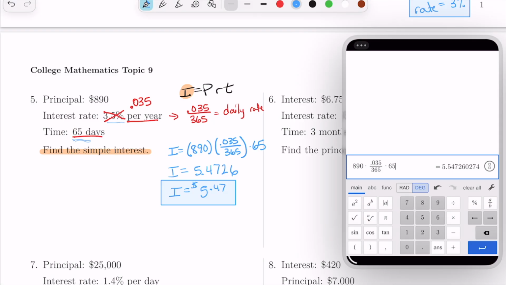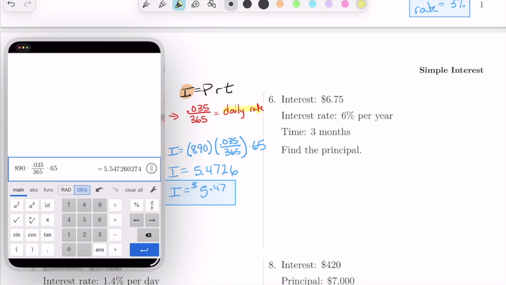The key to this problem is making sure that you're able to write the rate in terms of days so that you have a daily rate, and then we can use that 65. The next one, you'll notice we do have the same kind of problem going on in that we have 3 months and it's a per year rate. So we're going to have to change those around to make sure that they match.